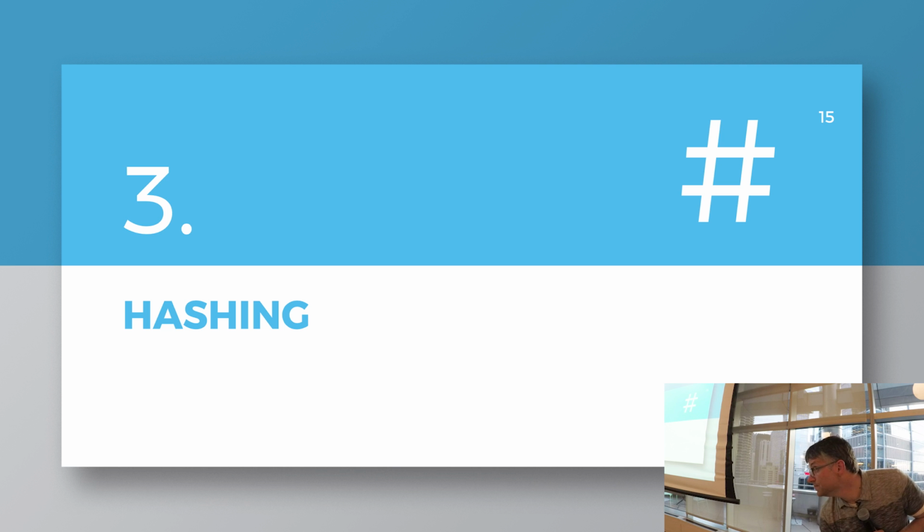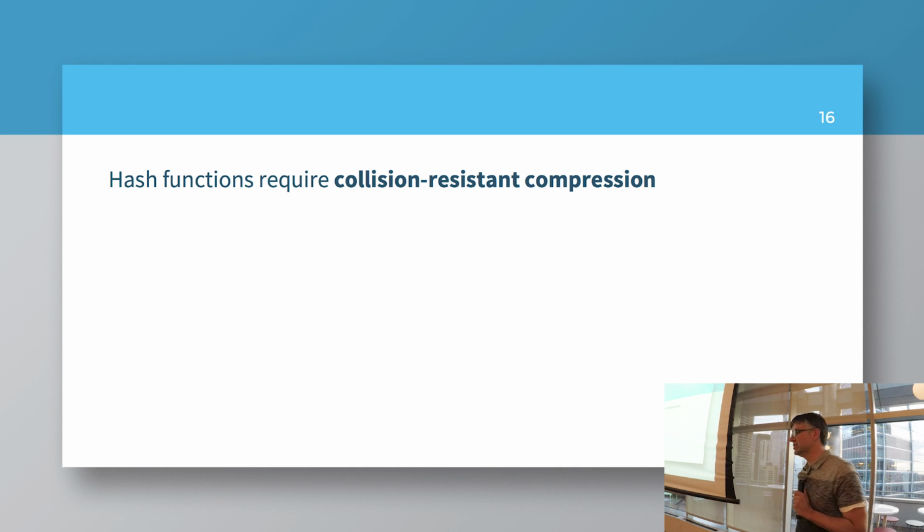Now, the key with hashing is that you need something called collision-resistant compression. So what we're doing is we're taking a big piece of data and we're going to compress it into something small. So that's the compression part. And then what we want to make sure is that it's collision resistant, meaning that if we have two big files that are different, even if they're just different in a tiny, tiny way, we want the number that we get as a result from our hash to always be different if possible.